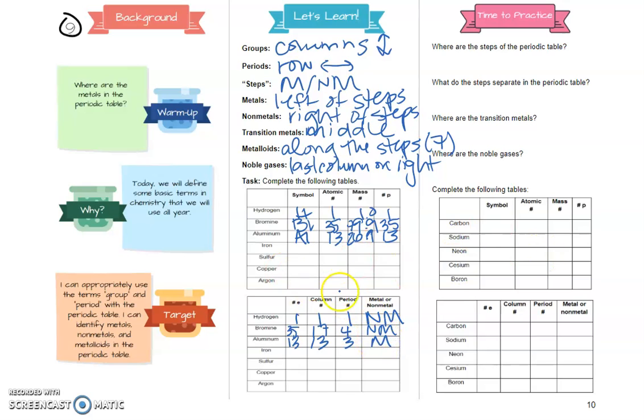So go ahead and you can keep trying these, and then you can try these problems on the right and check your work and see how you're doing.